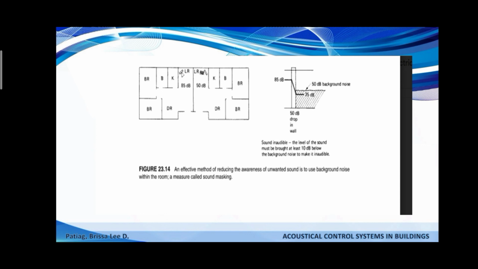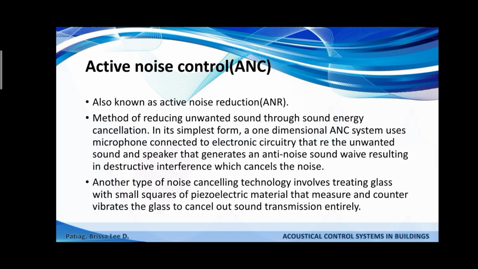So, to make a sound inaudible, the level of sound must be brought at least 10 decibels below the background noise. So, as we can see, this is the type of wall used to sound mask or to soundproof a room. So, next is active noise control. This is my last topic.